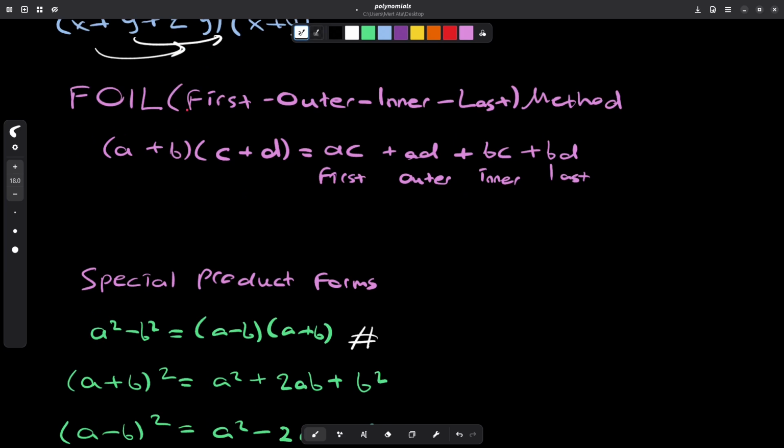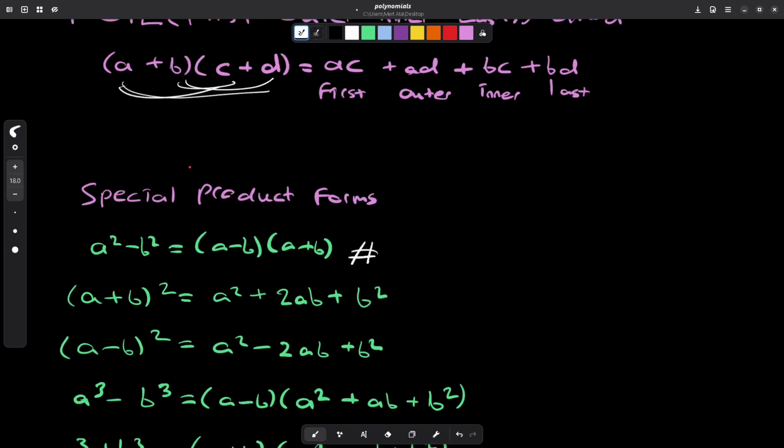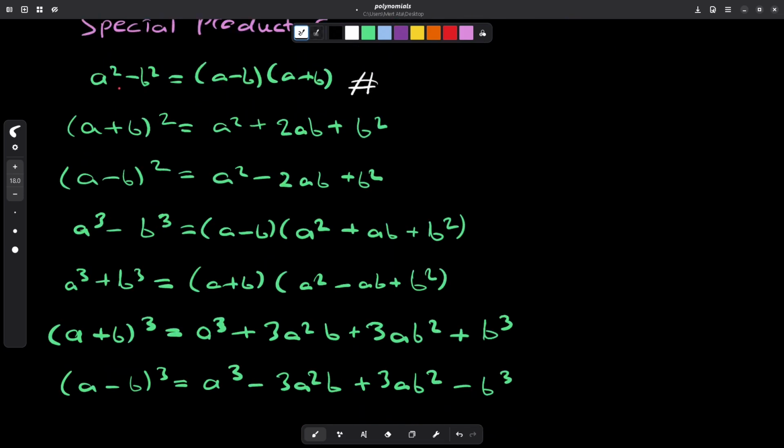FOIL, the thing we just did is called FOIL. I don't really know if there's a reason to name this method, but if it helps, I guess. A plus B multiplied with C plus D. We call this first multiplied with first, then the outer, then the inner, then the last. And this can help you memorize the order, maybe, I'm not sure.